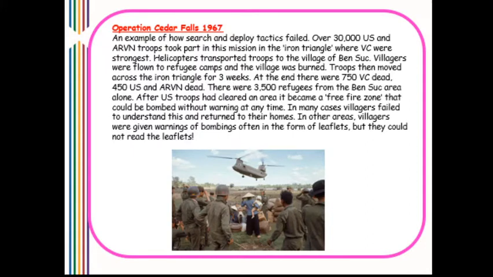Troops then moved across the Iron Triangle for 3 weeks. At the end, there were 750 VC dead, but 450 US and ARVN dead. There were 3,500 refugees from the Ben Suc area alone. After US troops had cleared an area, it became a free fire zone that could be bombed without warning at any time. In many cases, villagers failed to understand this and returned to their homes.